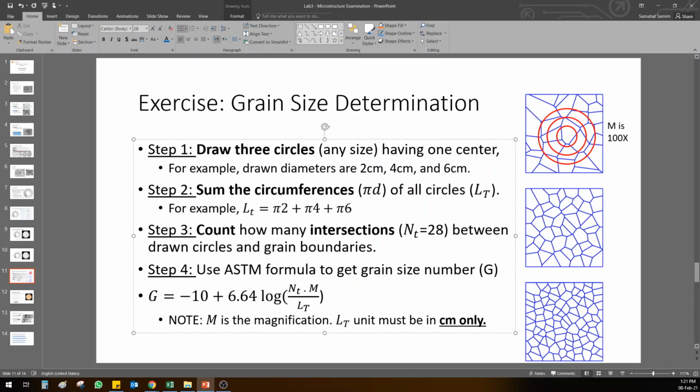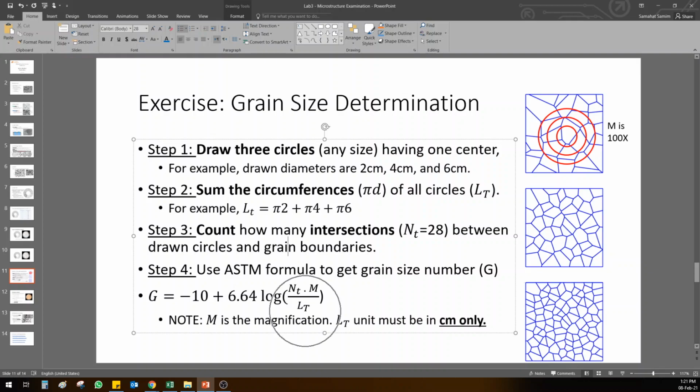Once you have this number, you can simply use in step number 4 this formula, which is the grain number. So G value is the grain size number. Remember, it's not the diameter, it's the grain number. You have to write minus 10 plus 6.64 and then the logarithm of this number, which is NT. NT is the number of points intersecting, multiplied by M. What is M? I will tell you.